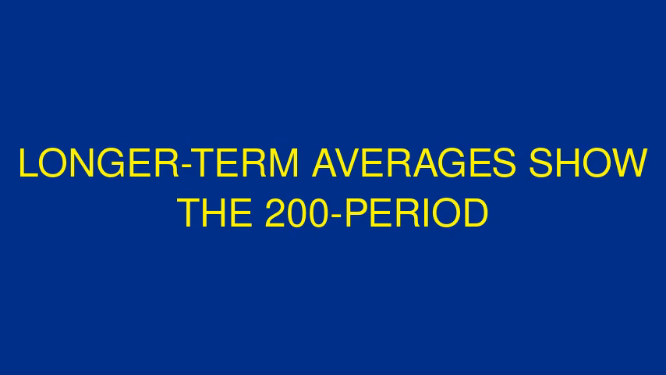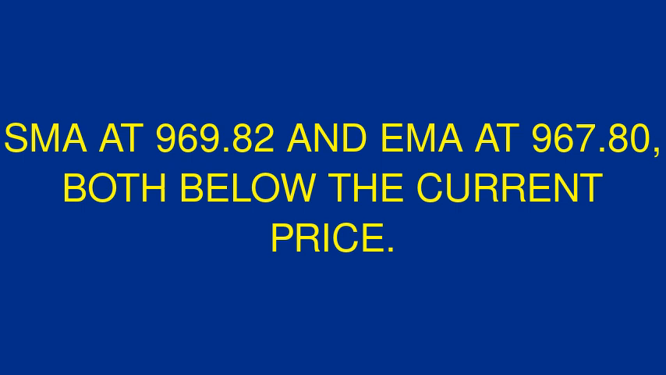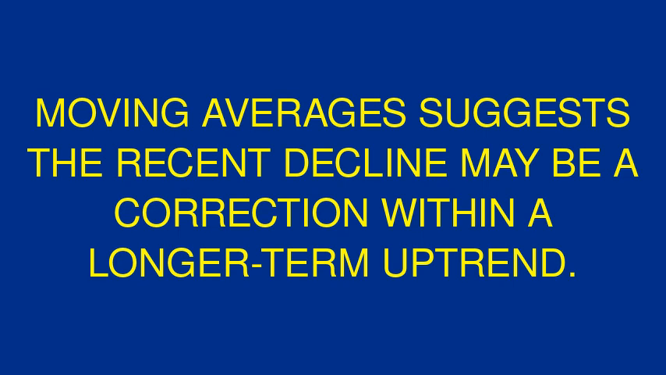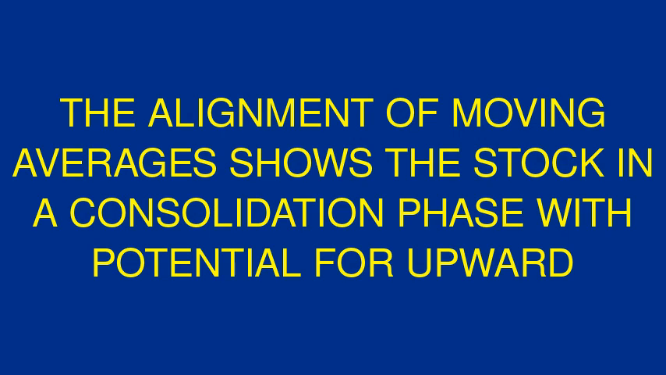Longer-term averages show the 200-period SMA at 969.82 and EMA at 967.80, both below the current price. The price being above most moving averages suggests the recent decline may be a correction within a longer-term uptrend. The alignment of moving averages shows the stock in a consolidation phase with potential for upward movement.